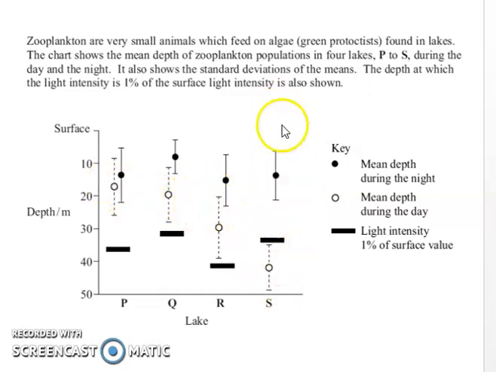And then finally, if you look at this one, S is the only one where we see a significant difference between those means because there is no overlapping of that data.